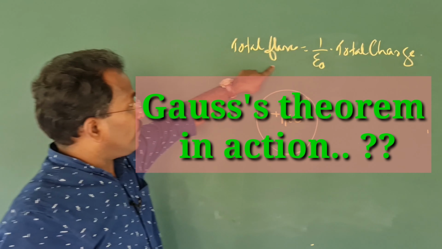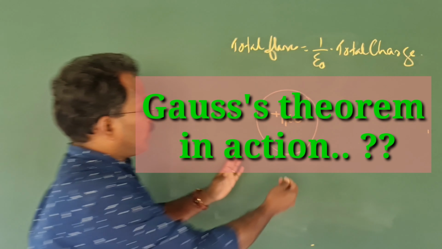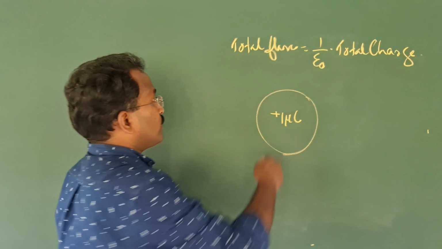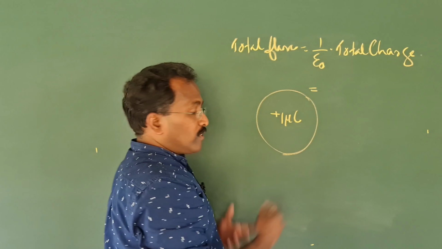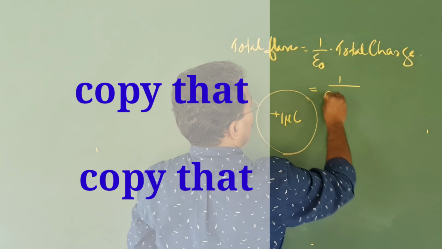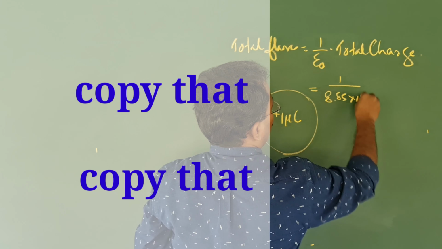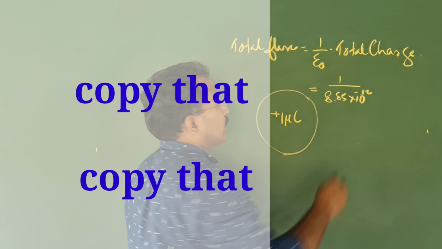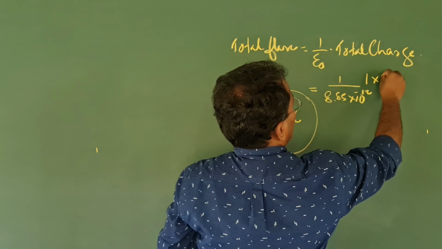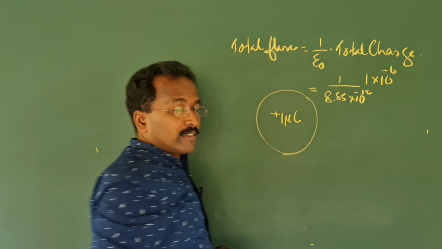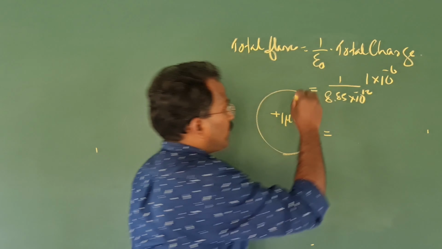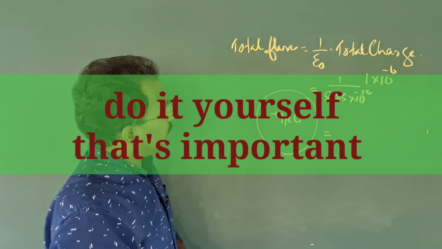So remember, the total flux is the electric flux through this football, and the total charge is the charge that is inside. So I am substituting in this: total flux is 1 by epsilon 0, and 1 by epsilon 0 you know is 8.85 into 10 raised to minus 12, into total charge, which is 1 into 10 raised to minus 6 (microcoulomb converted). This is equal to, do the calculation and write the answer.